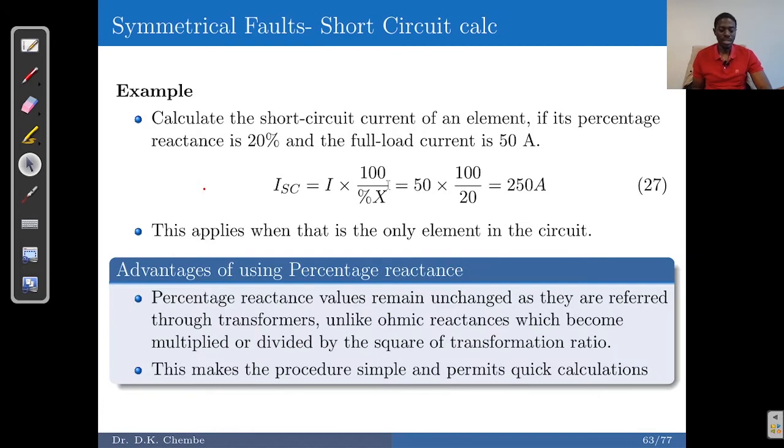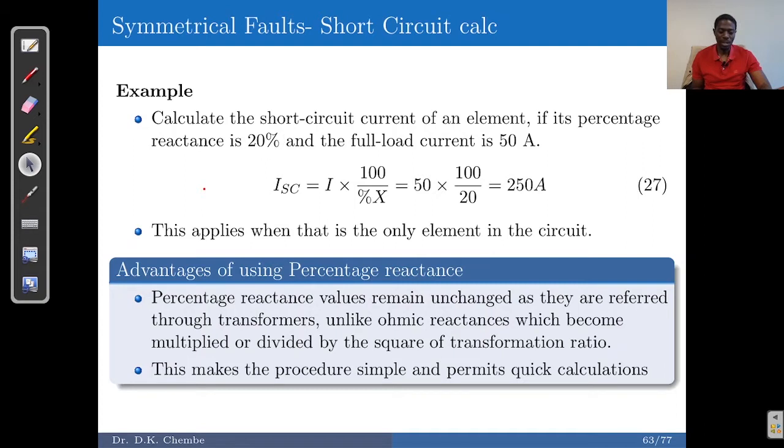If we look at a small example, for instance, if you are to calculate the short circuit current of an element, if its percentage reactance is 20% and the full load current is 50. So using the formula that we demonstrated, the short circuit current is equal to the full load current multiplied by 100 over the percentage reactance. The percentage reactance has been given as 20% and the full load current as 50. So it's simply 50 multiplied by 100 over 20, which gives us 250 amps. Bear in mind that this applies to this element if it's the only element in the system.